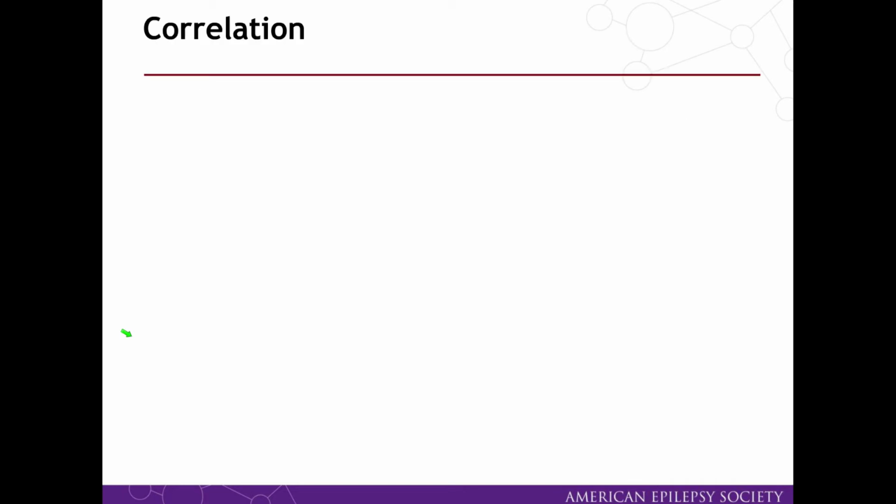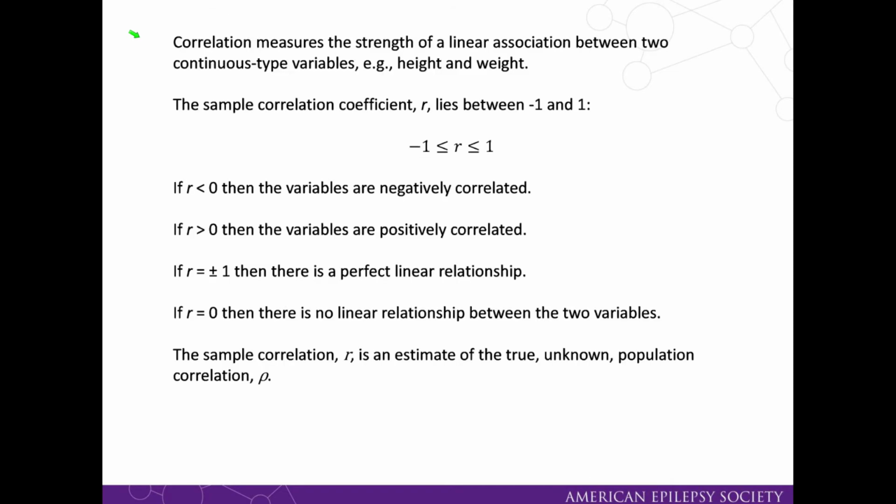Okay, that brings us to one of the other major topics of this discussion today, which is correlation. Well, most people know what correlation is, but we'll just go through it rather quickly. Correlation measures the strength of a linear association between two continuous type variables. Think of height and weight.